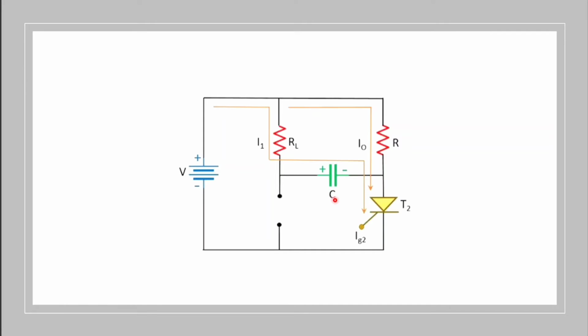If the main SCR is triggered once again, the discharge current of the capacitor turns off the auxiliary SCR and the process repeats.